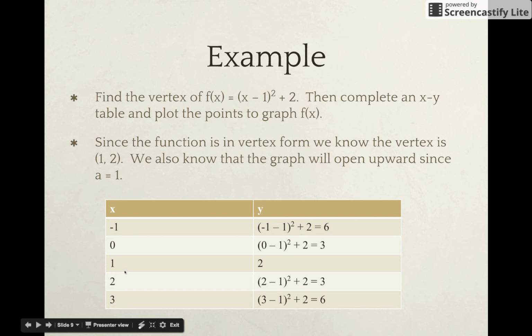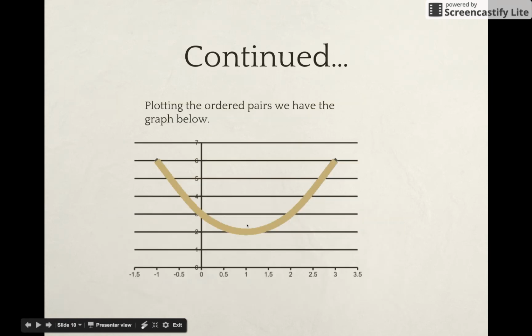Picking a few more x values to plug in, plugging those into our function, we get the following ordered pairs in our xy table. Notice the symmetry again about our vertex. Applying those points and connecting, we get the following graph. Notice that the vertex again represents the turnaround point. It also represents the lowest y value of 2.